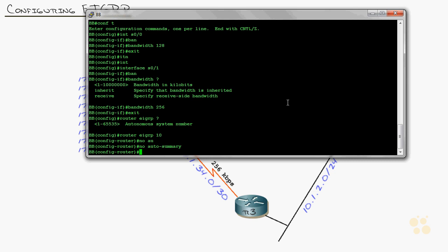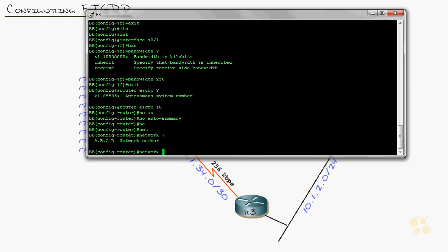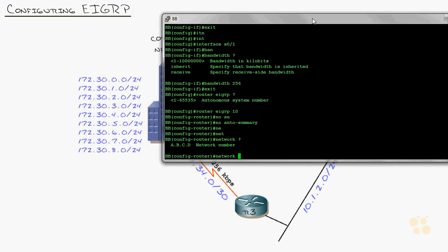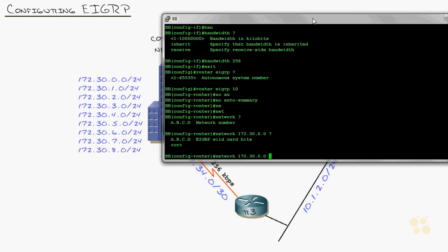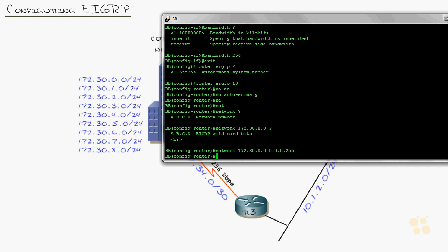So let's go to the network command. I'm going to type in network, and then what network number? Now you could go the slow boat way and do 172.30.0.0 followed by a wildcard mask of 0.0.0.255, because this will enable it specifically on the 172.30.0 network. These line up and say, okay, look at this, look at this right here. So specifically enable EIGRP on the 172.30.0 network.